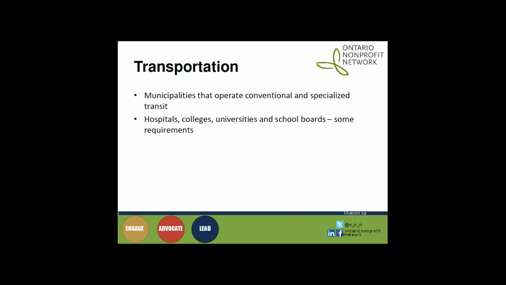In addition, the public sector organizations such as hospitals and colleges and universities and school boards that provide transportation services have some responsibility under this standard. So generally the transportation standard does not apply to nonprofits, again, unless they're contracted to deliver services on behalf of a municipality or another obligated organization.